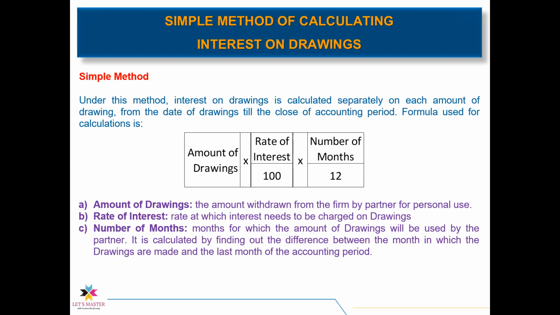The rate of interest is the rate at which the interest needs to be charged on drawings. Number of months means the number of months for which the amount of drawings will be used by the partner. It is calculated by finding out the difference between the month in which the drawings are made and the last month of the accounting period.